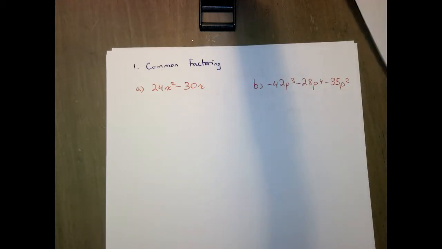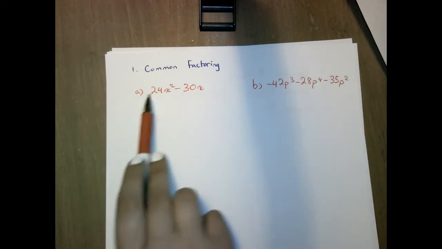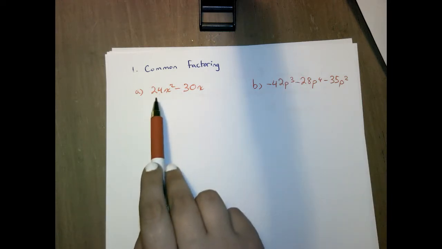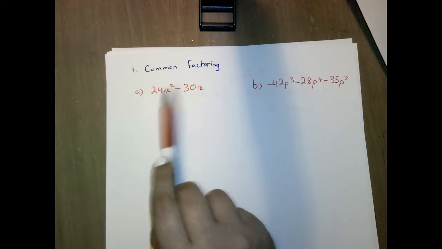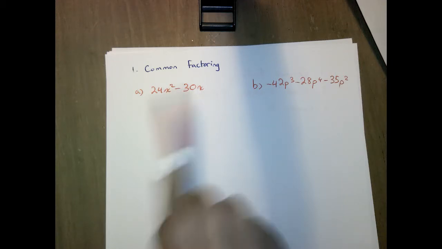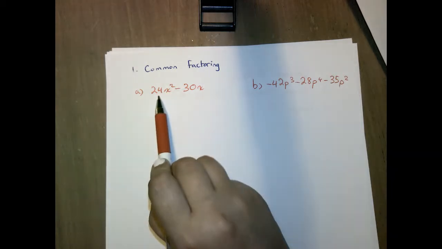So first let's look at common factoring. Common factoring is something you always want to check for first. What that means is we look at all of the terms in our polynomial. So let's look at A first. Let's say we have a polynomial. In this case, it is a binomial because there's only two terms. We try to decide what those two terms have in common, right?